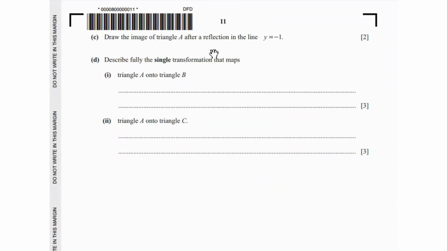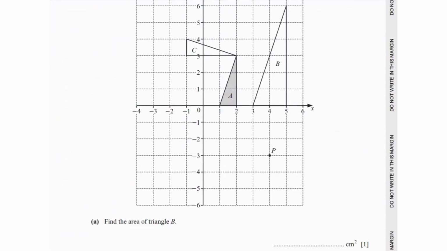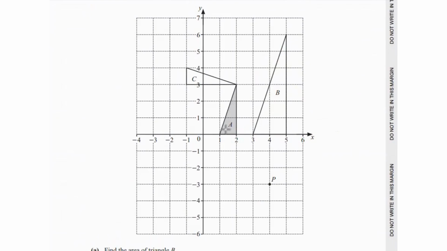Then draw the image of triangle A after reflection in the line y equals negative 1. y equals negative 1 is over here. So this point is going to be over here because it's going to be equidistant from the reflection line. So if it's 1 unit over here, it's going to be 1 unit over here. Same for this. And this is 1, 2, 3. So 1, 2, 3. The size of the shape does not change when you're reflecting it in a line.